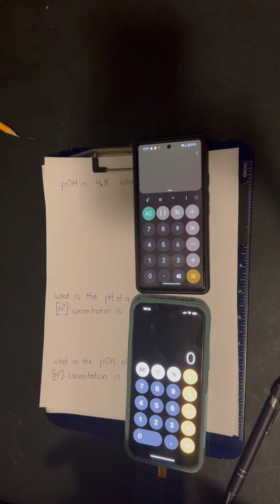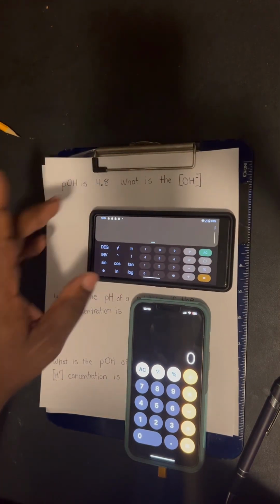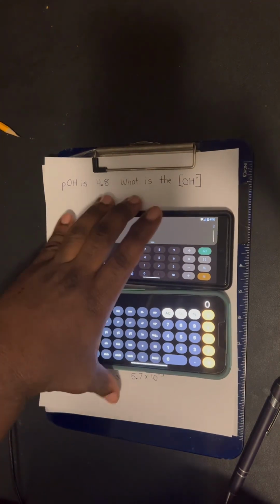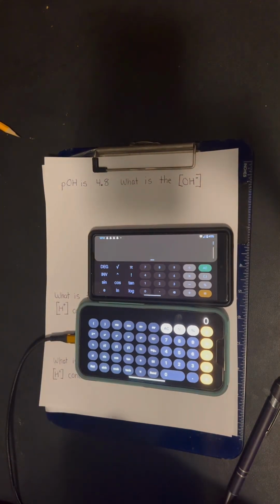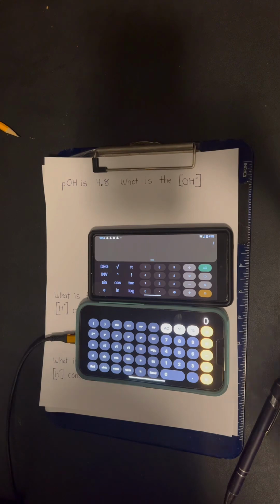So the first thing you need to do, I'm going to do it on both. Turn it sideways to access the scientific calculator function. First I'm going to do it on the iPhone calculator, then I'll do it on the Android calculator. So the problem says pOH is 4.8. What is the hydroxide ion concentration?